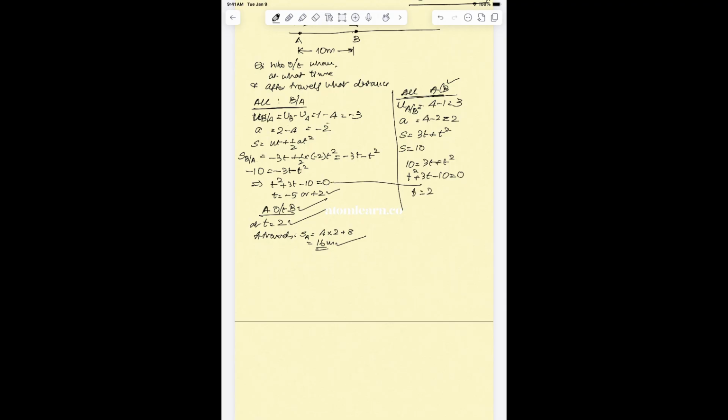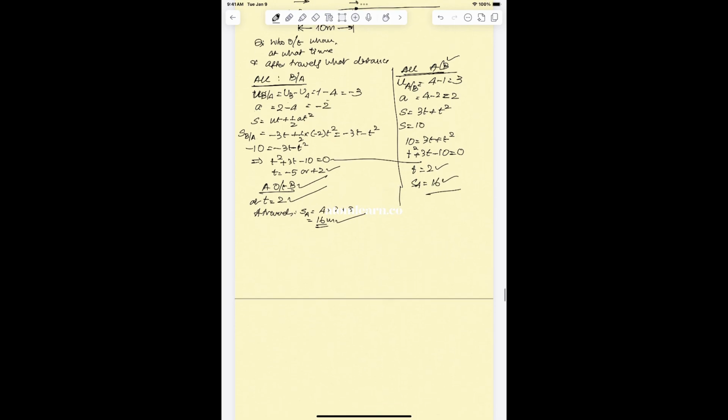It will have t equal to 2 as the only answer, and after traveling how much distance? Therefore again, same as S of A equal to 16 meters, you will get it. Therefore it is the same. It doesn't matter which, whatever you feel convenient, you take relative to that.